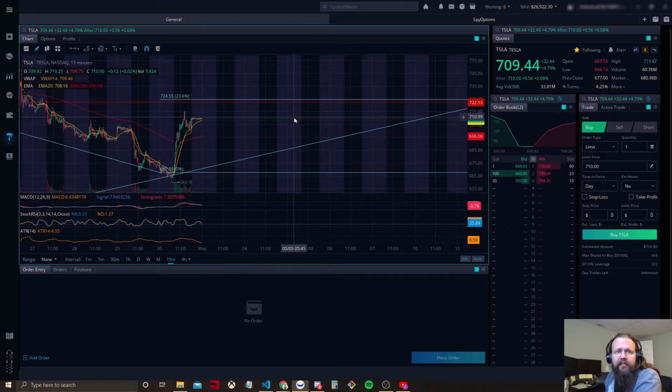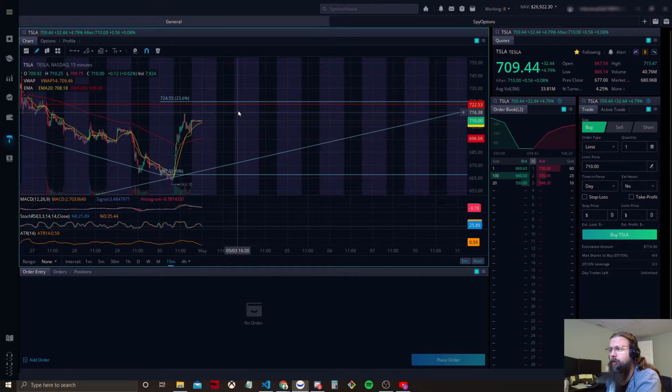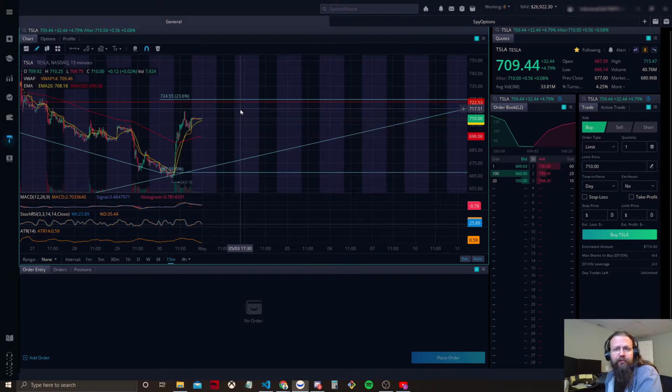Now, the reason I say that is because I have options in mind. If I wait for this pullback Monday, even if it gaps down, I probably would buy a call at this low point and then sell it again when it reached, because I have enough money in my account to not worry about the pattern day trader rule. So 715 to me would be a good level for that.